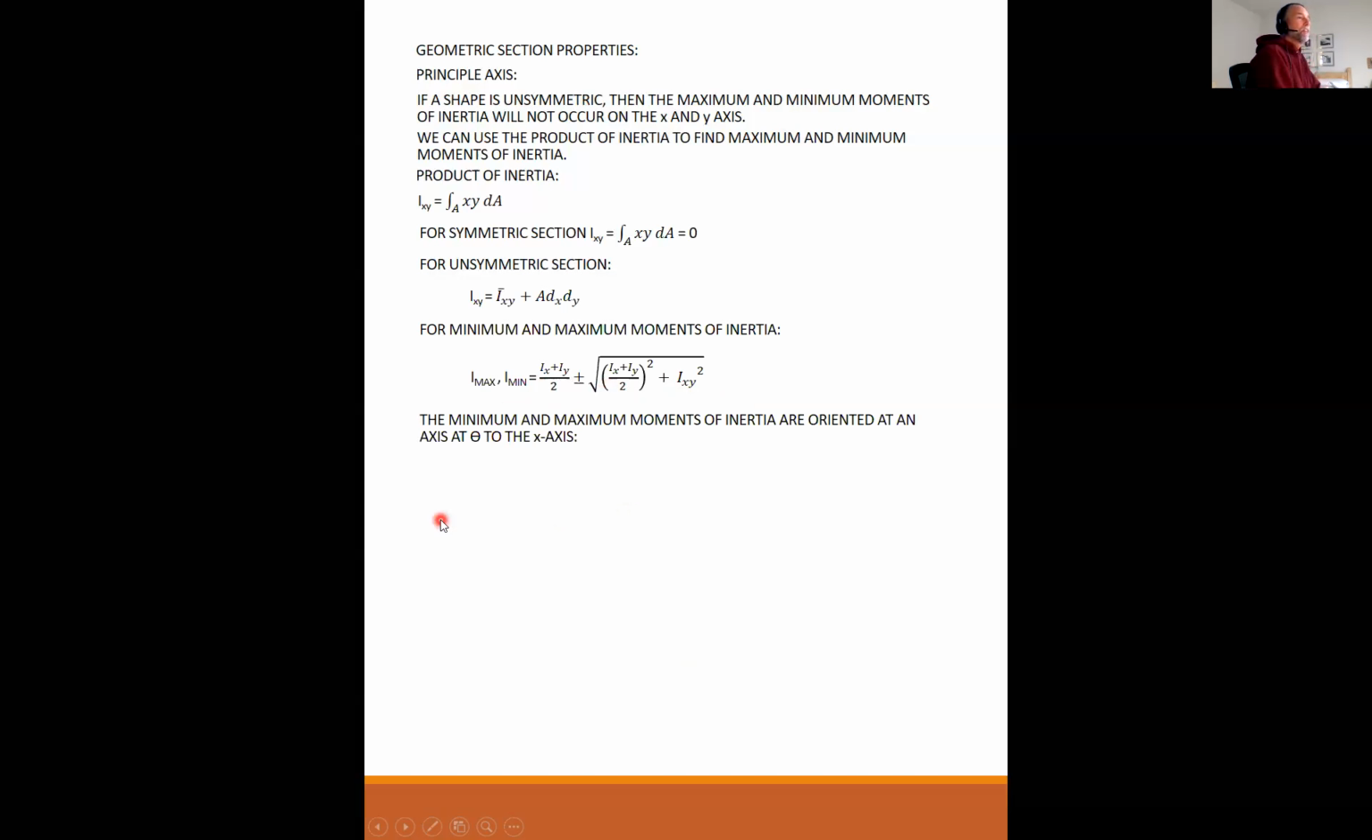The minimum and maximum moments of inertia are oriented on an axis at theta to the x-axis, where theta is equal to half of the inverse tangent of 2 times the product of inertia over Iy minus Ix. So this gives you an angle. This tells you how many degrees from the x-axis that the maximum and minimum moments of inertia are oriented.